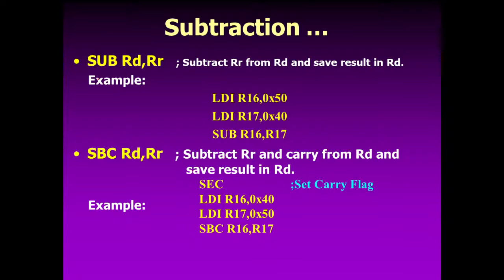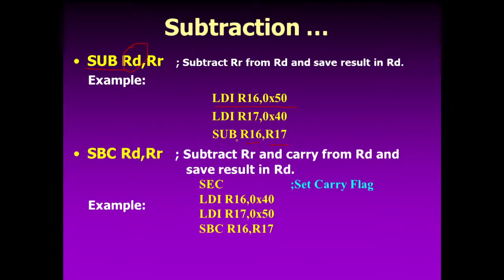Then there are subtraction instructions, very much similar to your addition. Instead of ADD you have to write SUB, then it will perform the subtraction operation. So what it will do, it will perform RD minus RR, and the result will be saved back into the RD. So in this case, we are transferring 50 to R16, 40 to R17, and then R17 we are subtracting from R16. So the result is saved back to the R16.